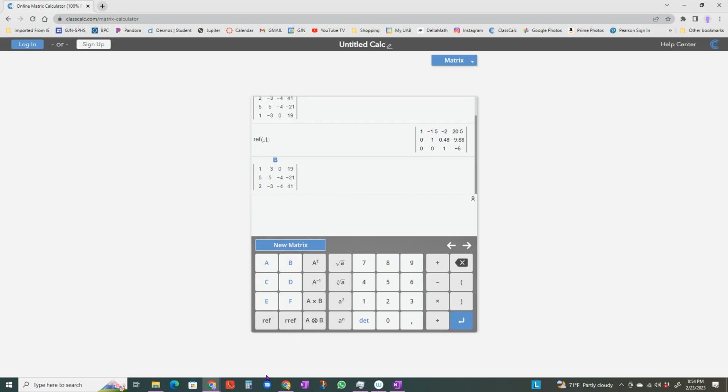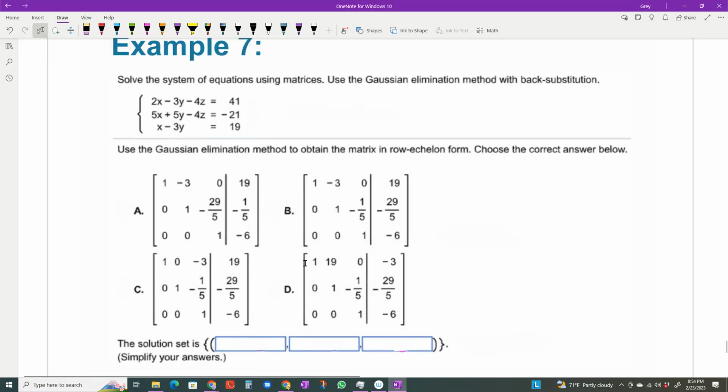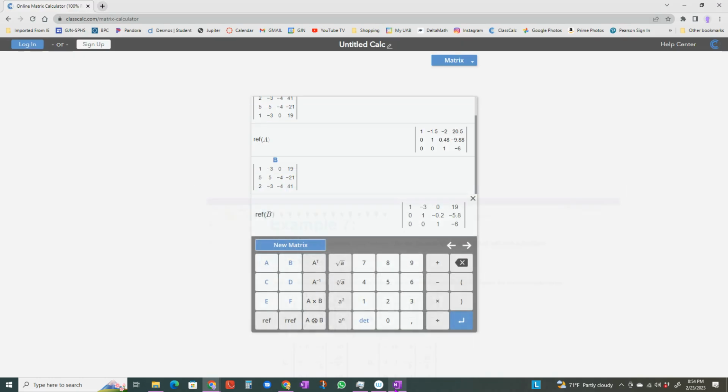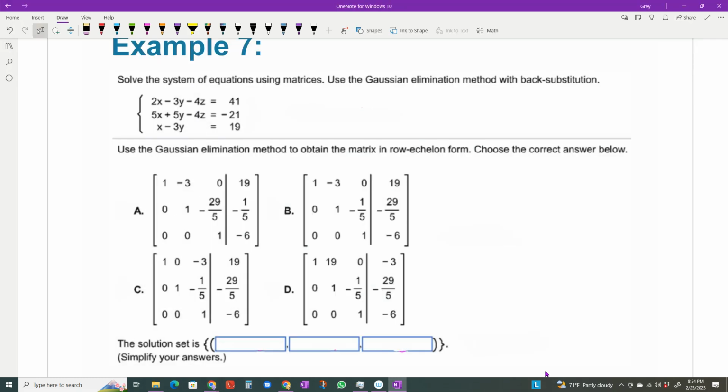There's my B. Okay. Now if I do REF and it's B this time, I have 1, negative 3, 0, 19. So it's going to be one of these 2. It's not either one of these. And then I have 1, -6. They both have 1, -6, so I have to look and see which one of these has -1/5 or 29/5. Well, this number is less than 1, and this number is more than 1. So that means that my answer is B.